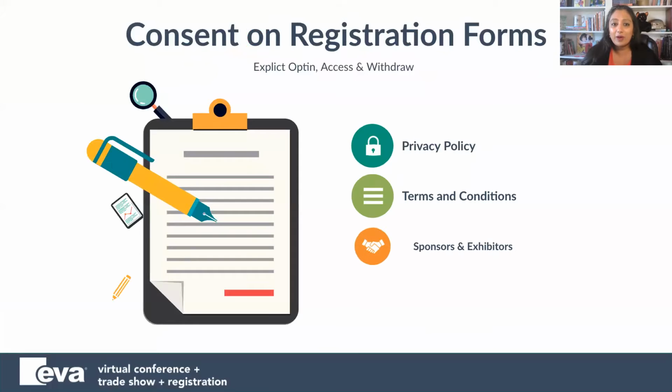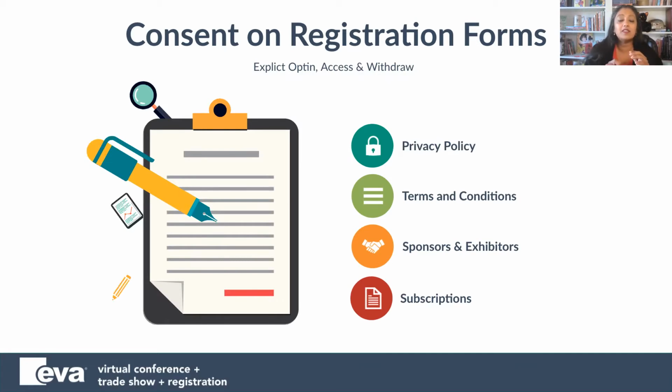Now let's talk about registration forms. There are a few places that you want to think about getting explicit consent. That means having a checkbox where someone actually marks it off saying that they understand. Privacy policy is one of them. Making sure that your attendees understand that you are GDPR compliant and how. That's what your privacy policy will have. Terms and conditions, the same thing. Again, put that checkbox there, but make sure it's unchecked so they can check it off saying that they understand.